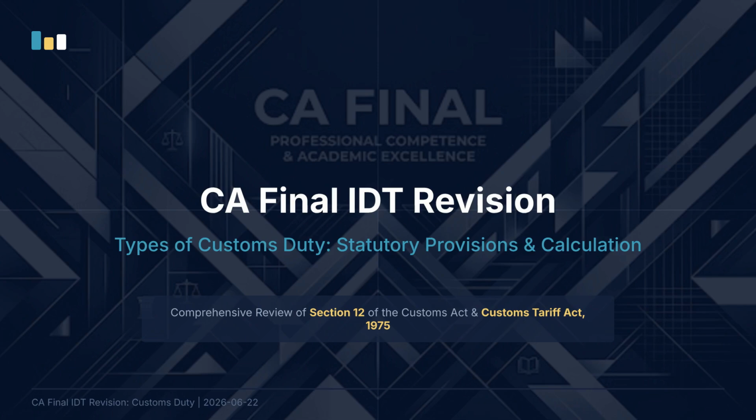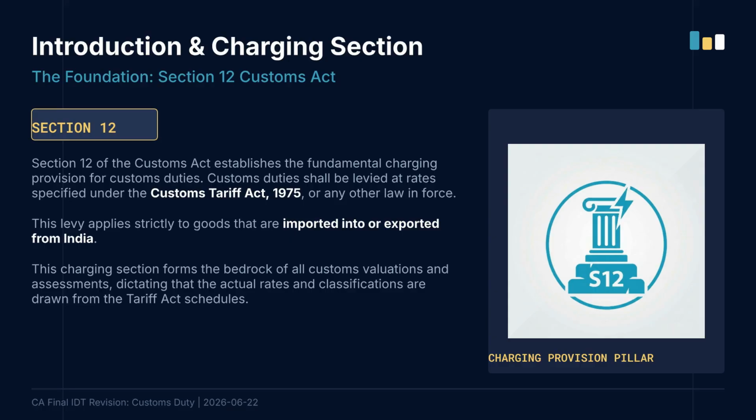and reproduce in examinations. Every customs duty begins with one foundation provision, Section 12 of the Customs Act. This is the charging section, which authorizes levy of customs duty on goods imported into or exported from India. However, Section 12 only creates the charge. The actual rates are obtained from the Customs Tariff Act, 1975. Think of Section 12 as the engine and the Tariff Act as the fuel determining how much duty will ultimately be charged. Together, they form the backbone of customs taxation in India.